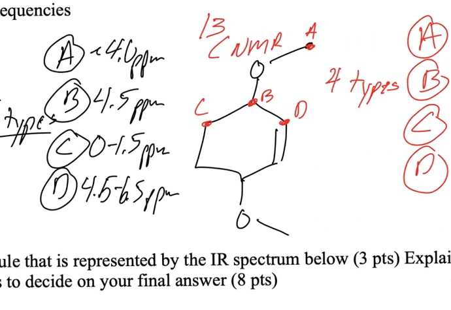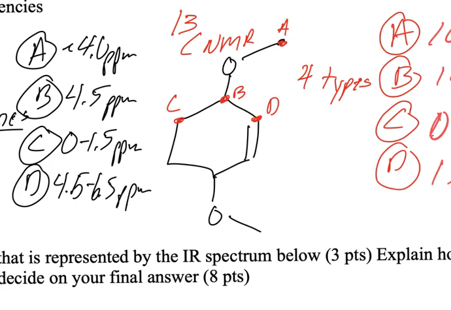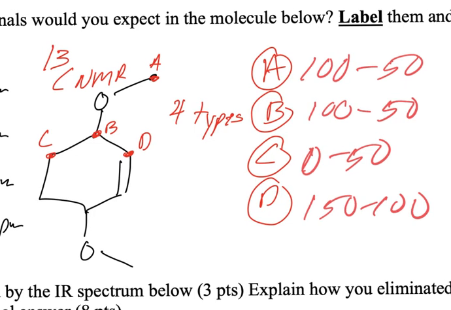Same with the carbon. Again, not as many as you'd expect because of symmetry. So 1, 2, 3, 4. And the frequencies, just again using the table: 100 to 150, 0 to 50, 150. So just using those tables to be able to identify those positions.